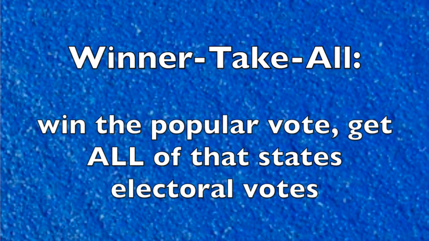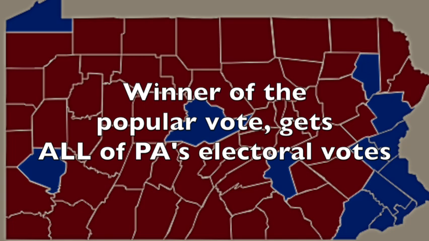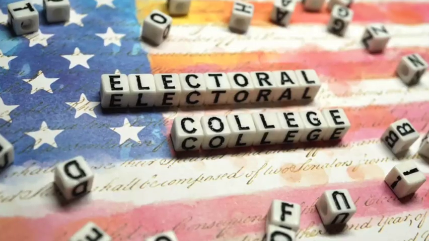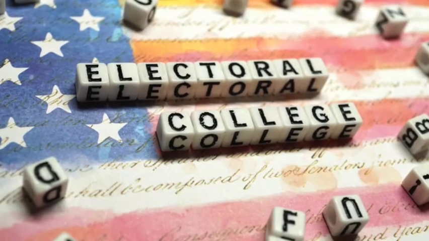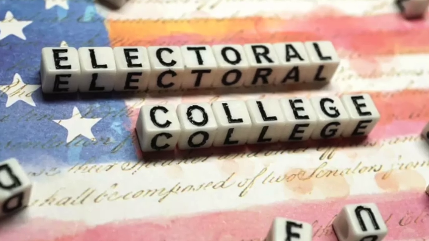In most states, it's a winner-take-all system, where the candidate who wins the popular vote in that state takes all of its electoral votes. So as an example, in Pennsylvania, whoever wins the popular vote in the state, that candidate gets all of their electoral votes. So that was just a really brief overview. Maybe look into it a little bit more on your own.